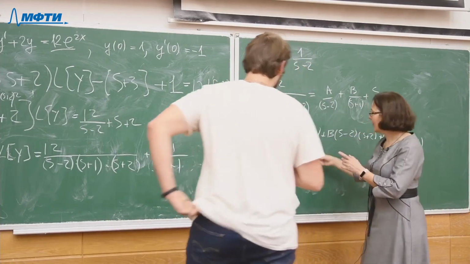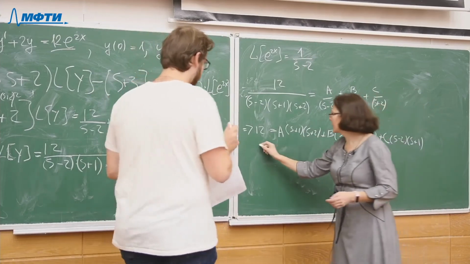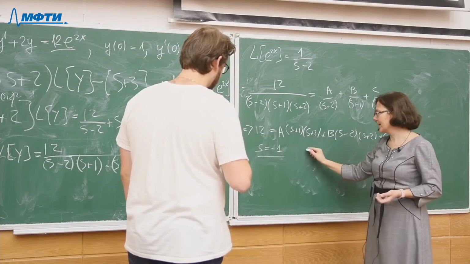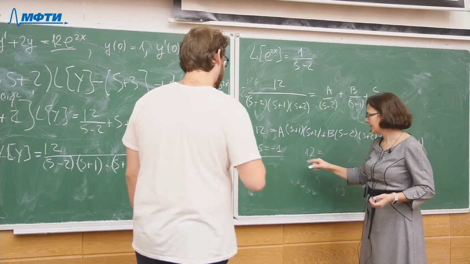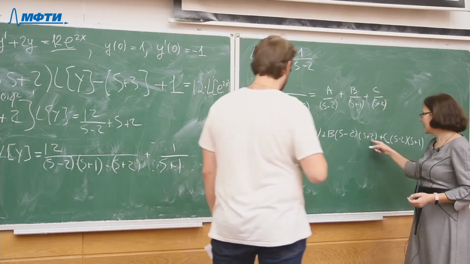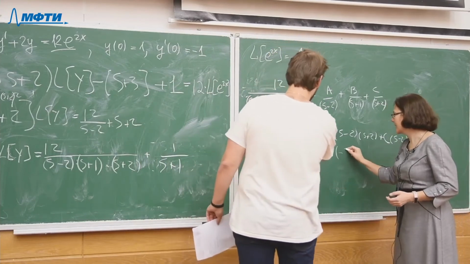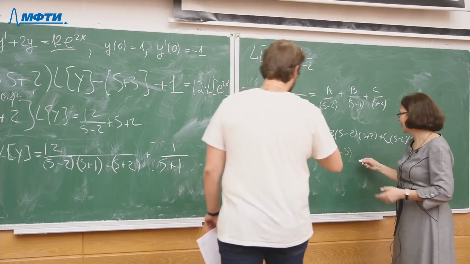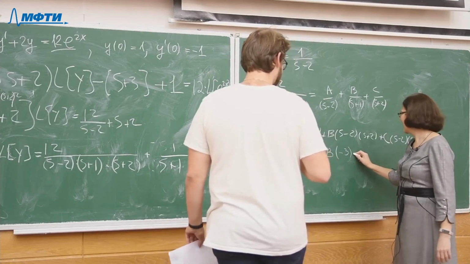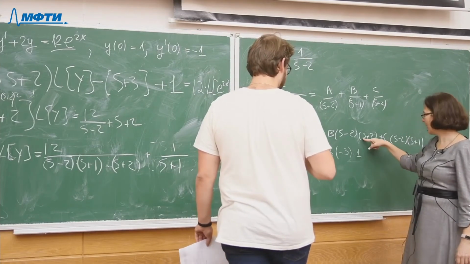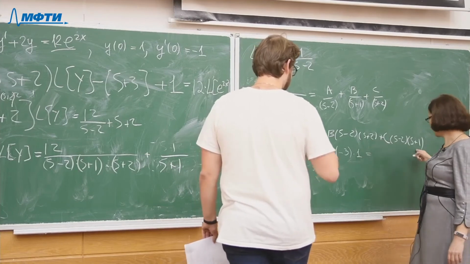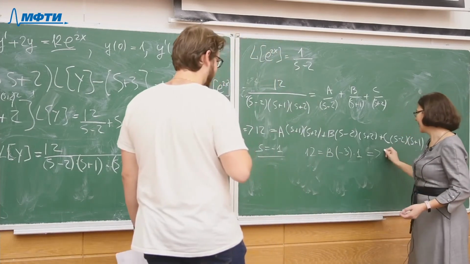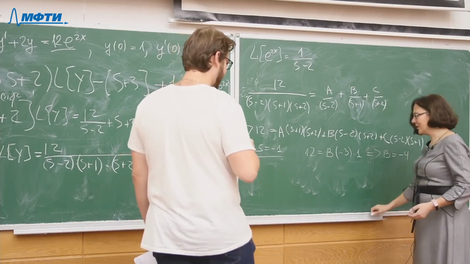So the best way to find a, b, and c is to substitute something. Substitute s equals negative 1 into the left hand side and the right hand side. You will get 12 equals. So this is 0. This is not 0, so substitute it here. 0 multiplied by anything, so it doesn't matter. Minus 1 plus 2 is 1. And this is 0 also, because it is multiplied by 0. So from this equation we can find b. B is negative 4.